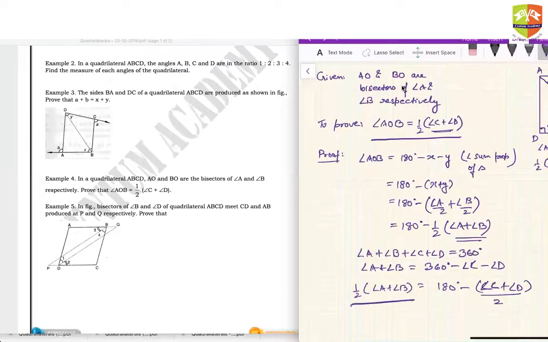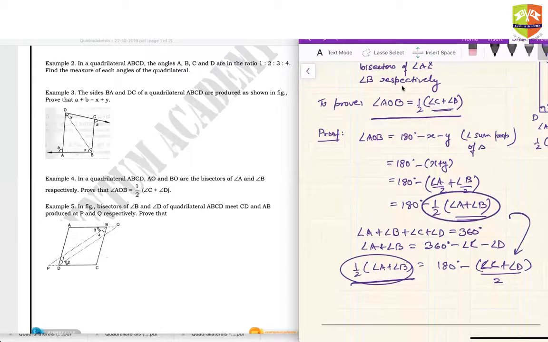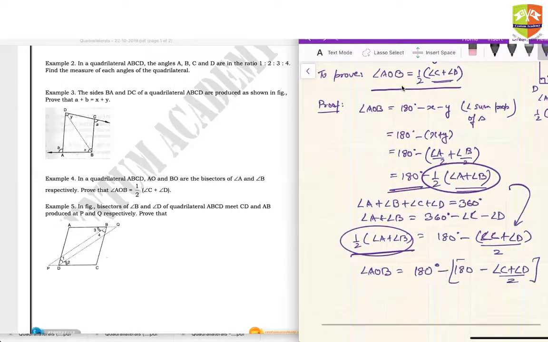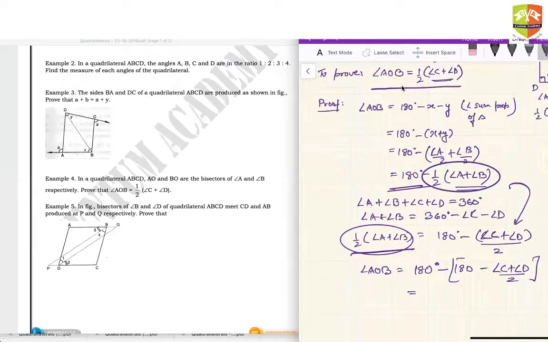So now what you can do is replace this item here, can you see, by this item here. Hence it becomes angle AOB is equal to 180 degrees minus the second thing, which can be written as 180 degrees minus (angle C plus angle D) by 2. I just substituted this, and hence you got (angle C plus angle D) by 2, hence proof. Okay, I hope you understood this.